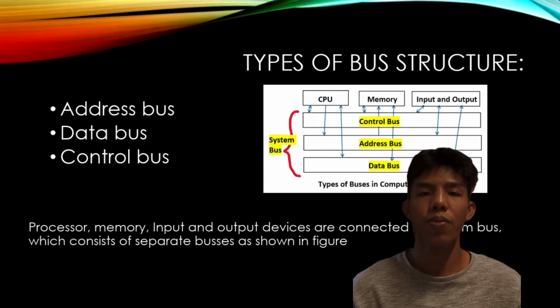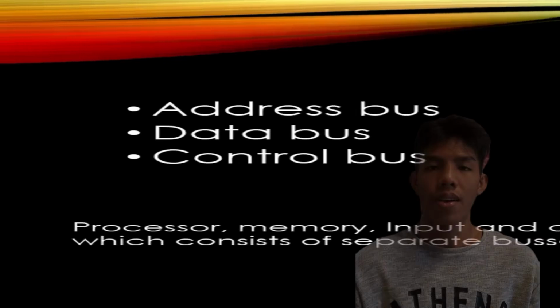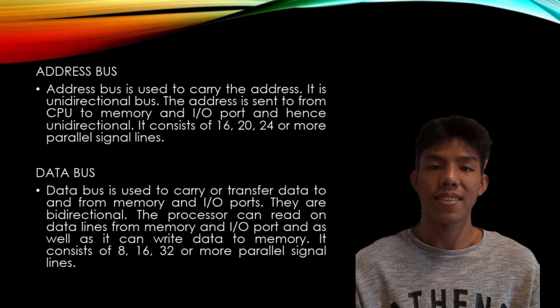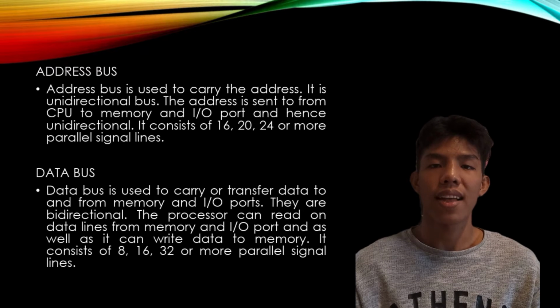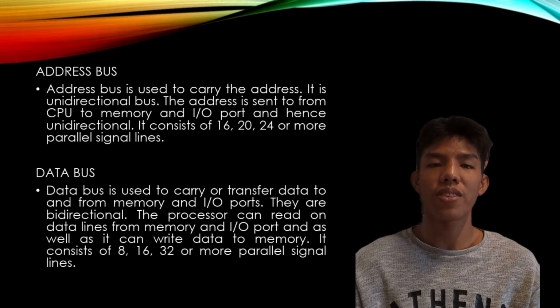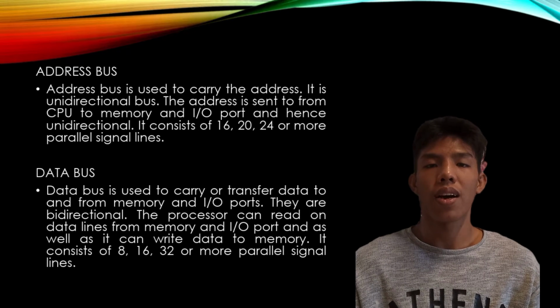There are three types of bus structures. These are address bus, data bus, and control bus. Firstly is the address bus. Address bus is used to carry the address. It is a unidirectional bus. The address is sent from the CPU to memory and I/O port, or input or output port, and hence unidirectional. It consists of 16, 20, 24 or more parallel signal lines.